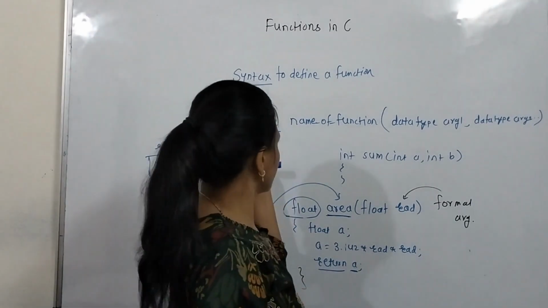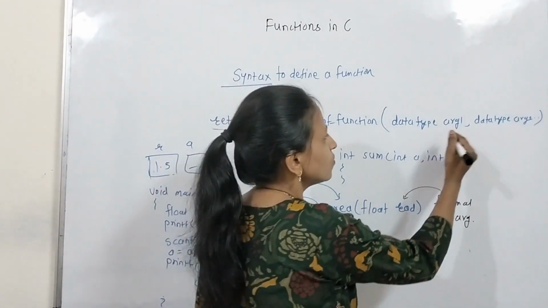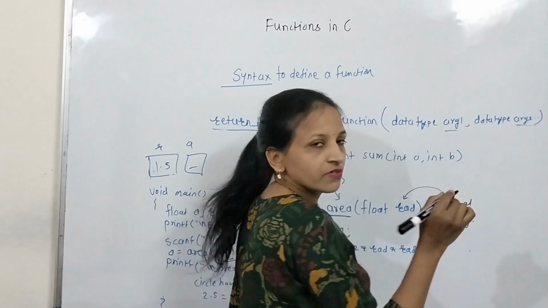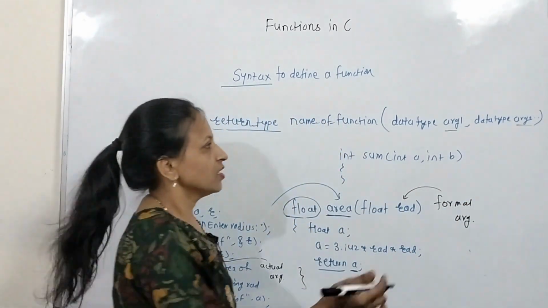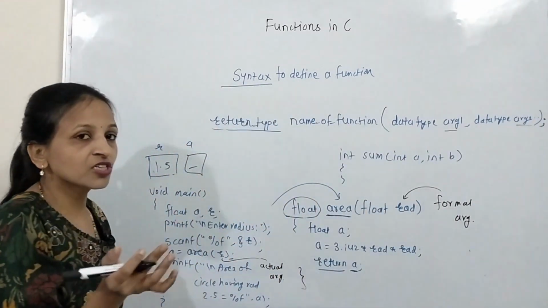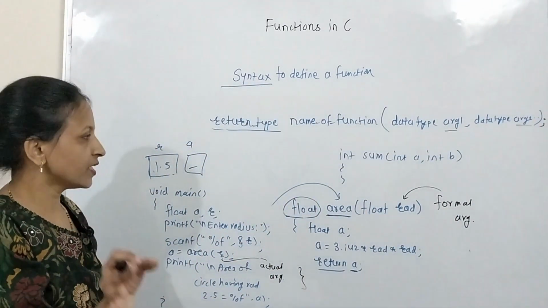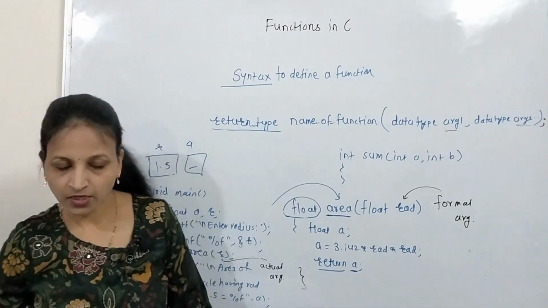We will write the return type, function name and arguments. There the variable names, whatever we write, are not compulsory while declaring the function. Just give a semicolon after that. This is nothing but the syntax of a function declaration. Now see how to declare this area function, that I am going to explain.